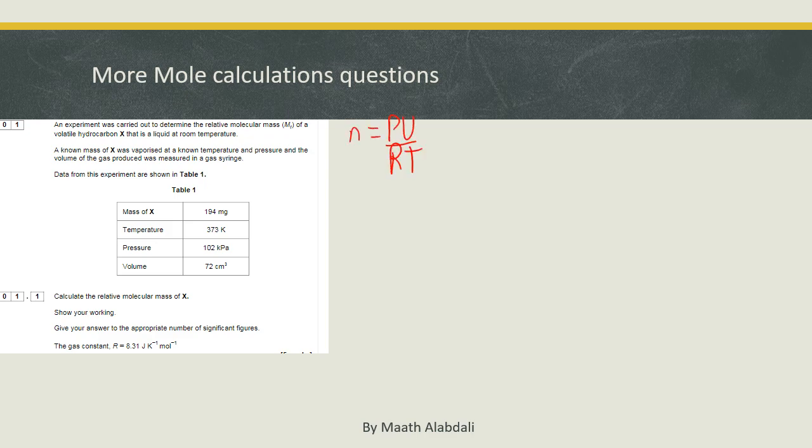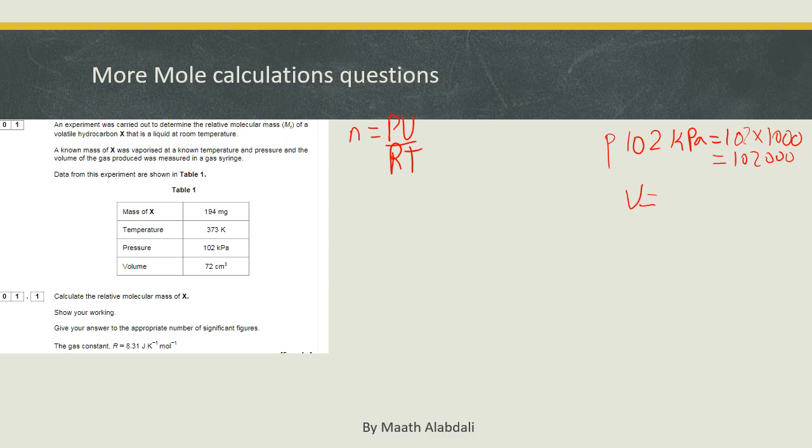But we have to convert units first. Pressure is given in kilopascals, and we have to convert it to pascals. 102 kilopascals is equal to 102 times 1000, which is 102,000. Volume is given in centimeters cubed, and we have to convert it to meters cubed.